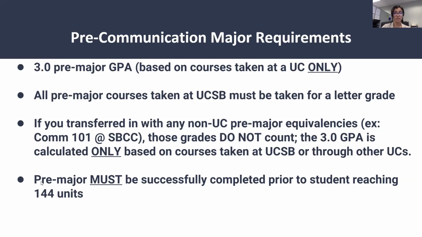There are some exceptions to the UC GPA rule that apply to classes taken through UC extension programs. Please also note that if you've already taken a stats course at a community college that satisfies our statistics requirement, you will not be allowed to take Comm 87 or PSTAT 5A at UCSB since you've already earned credit for that requirement. All pre-major courses taken at UCSB must be taken for a letter grade, not pass, no pass. If you do take a pre-major course as pass, no pass as a pre-major student, then you will be ineligible for the pre-comm major. All pre-major requirements must be completed before completing 144 units to ensure a timely graduation.